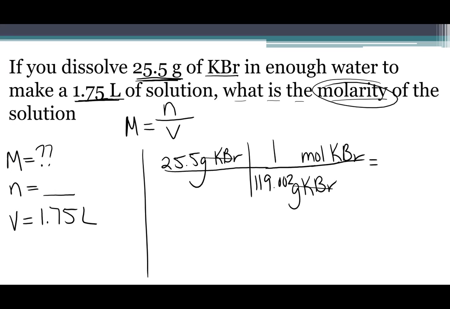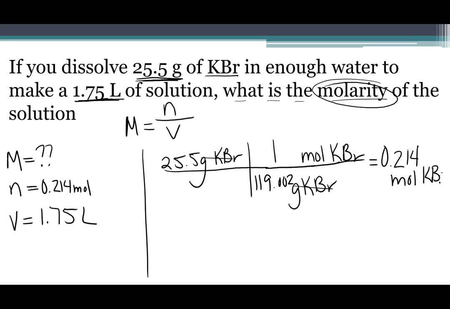Okay. So multiply across the top, divide by the bottom. So I'm going to take 25.5 multiplied by 1, divided by 119.002, and I get 0.214 moles of KBr. Okay. So now I have the unit of moles. Now I can put it over here in my inventory. And now I'm ready to rock and roll.